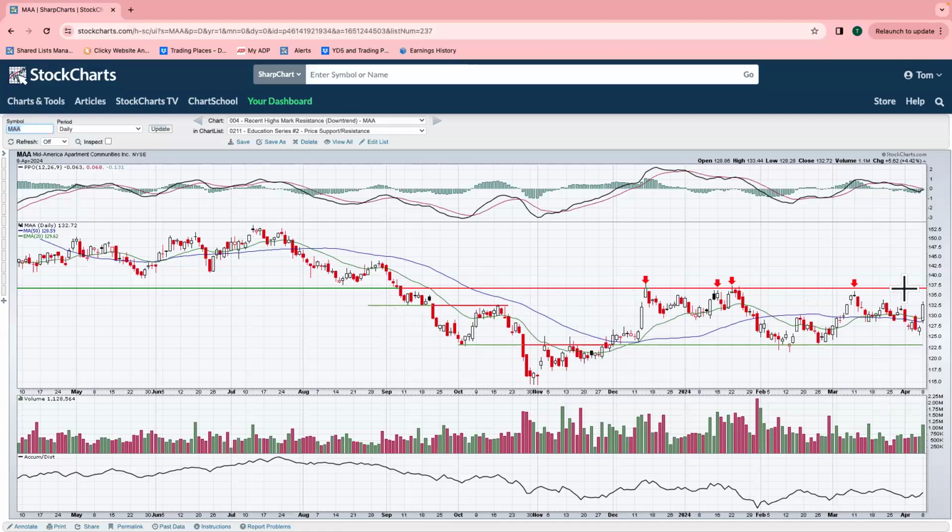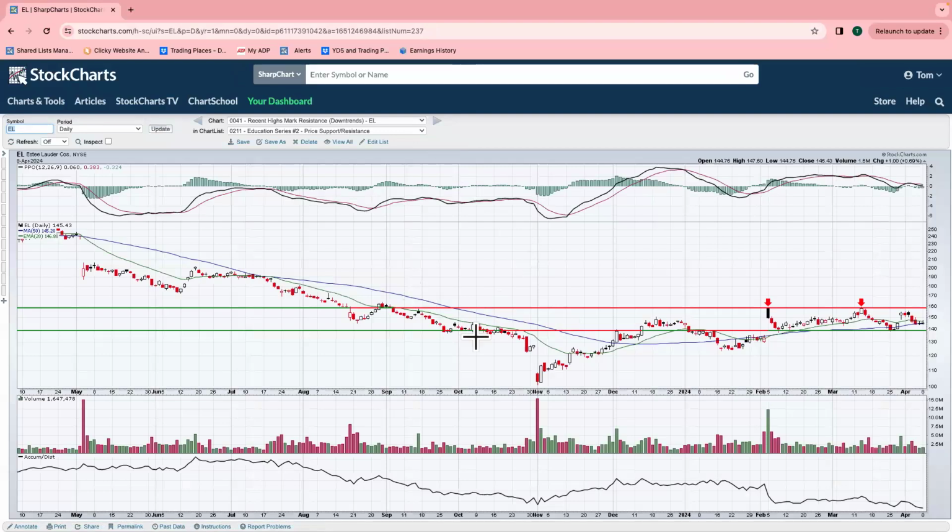Now, if we can break back up above 137, we have a higher high, a higher low, and then we'd have a higher high. It would start to look like it's converted from a downtrend to an uptrend at that point. But we still have some work to do to get there.